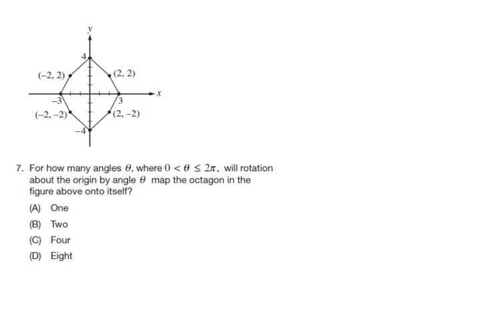Okay, with problem number 7, we're given this diagram, which is an octagon that is made up of line segments connecting those 8 points on the coordinate plane. And we're asked for how many angles theta, where theta goes between 0 and 2 pi, will rotation about the origin by angle theta map the octagon in the figure above onto itself. Now, a rotation, first of all, is always done in counterclockwise motion.